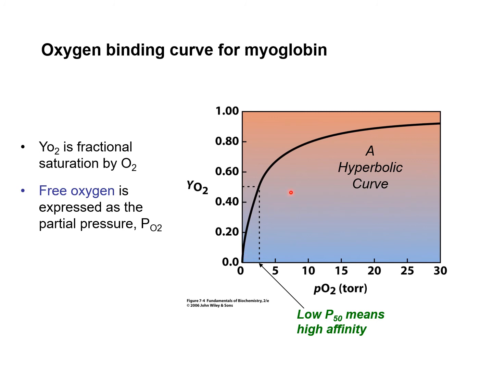If this curve were to be more flat, like this, then that would mean it'd be more like gradual changes depending on the free oxygen. So the P50 will be much larger in terms of these PO2 values, and that means this will have a low affinity to that oxygen.